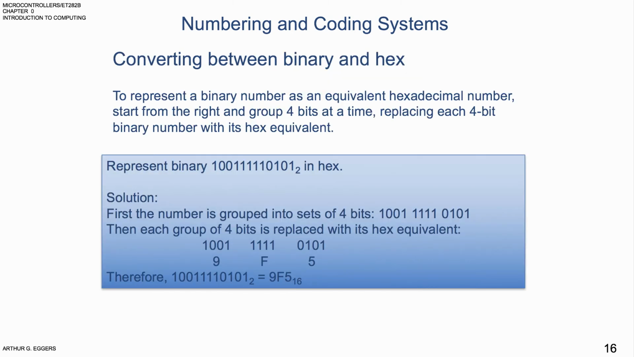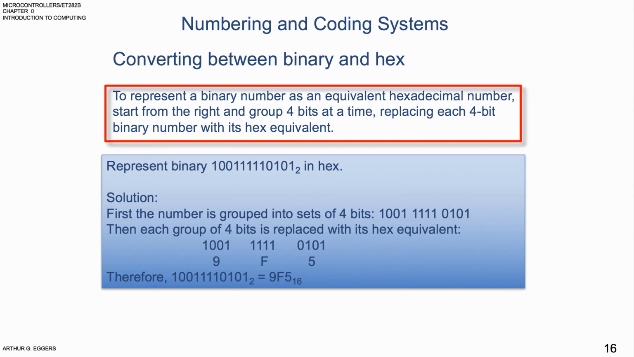So in looking at a conversion, if we want to represent a binary number as its equivalent hex, we start from the right, we group the numbers together in groups of 4, and replace each 4-bit number with its hex equivalent. To convert from hex to binary, each hex digit is replaced with its 4-bit binary equivalent.